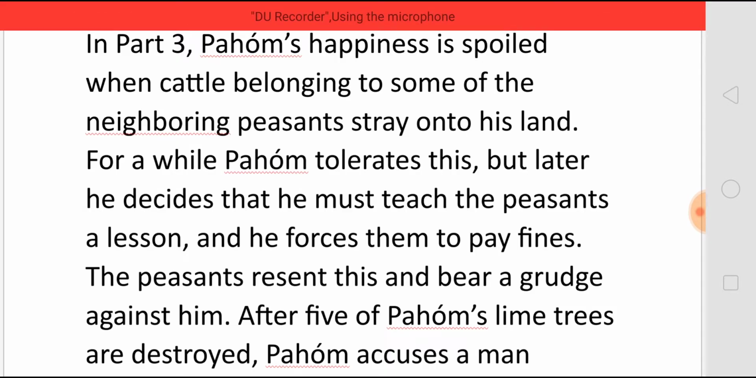But since the cattle come again and graze in his land, he decides to teach the peasants a lesson. So, like how that lady who was the previous owner charged fines to the people whose cattle came and grazed in their estate, he also forces these peasants to pay him a fine. Now the peasants are very angry about this, but they are not able to do anything.